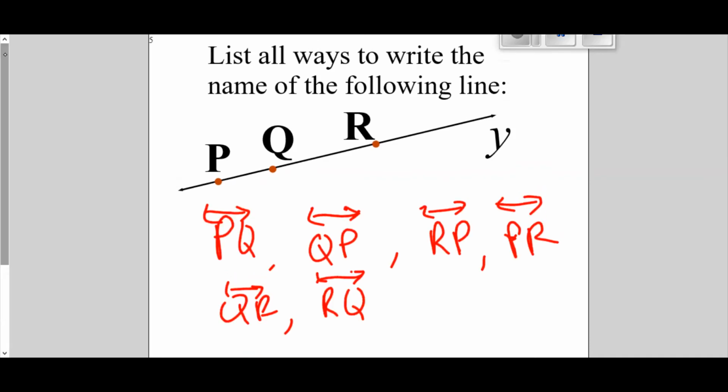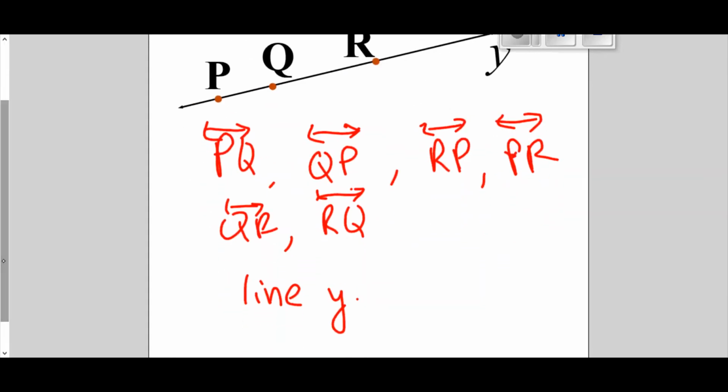So there were several different ways that you could name this line that had the points P, Q, and R and the italicized letter Y. So the first way that we could name it is line PQ. We could name it QP, so just a flip of that. We could name it RP, so with this point and that point. And we could name it PR, just a flip of RP. And we could name it QR, or RQ, which is just a flip of QR.